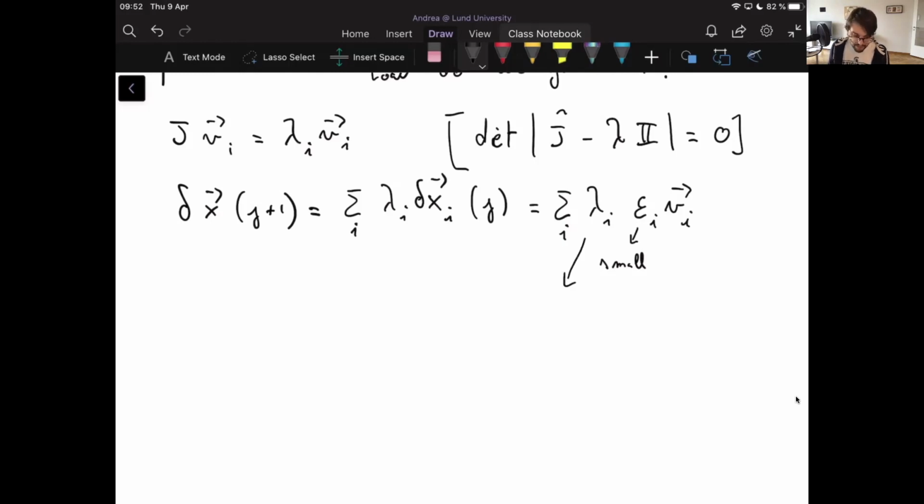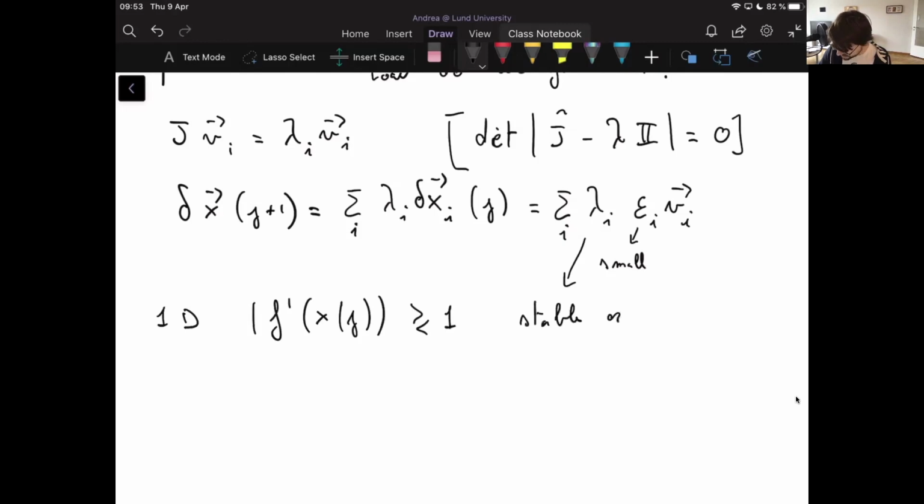So if the eigenvalue is greater or smaller than 1, this will say what happens to the phase diagram in the direction of the eigenvector. Okay, so in 1D, we had that f prime of x_j was greater or smaller than 1, and then this will give us if it was stable or not.